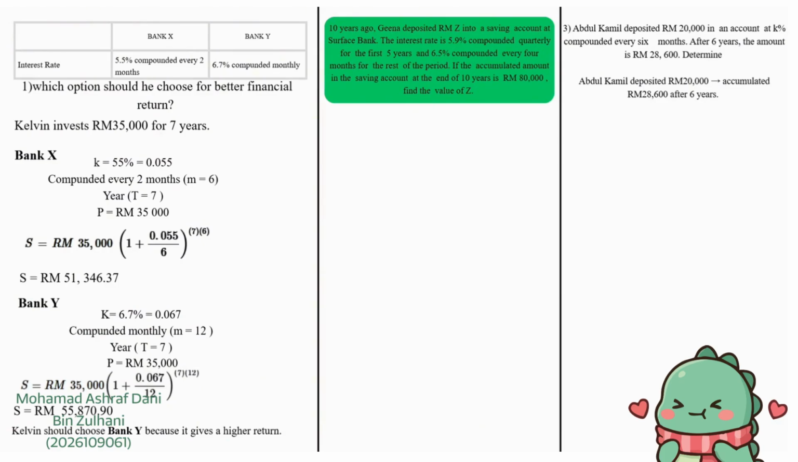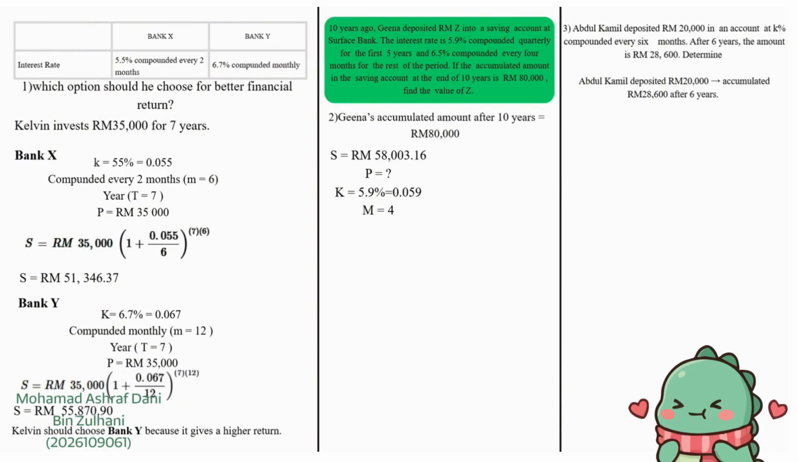Question 2. Gina accumulated 80,000 after 10 years, but the interest rate changed halfway through. To find her initial deposit, we have to work backward. First, we'll look at the last 5 years, where the rate was 6.5%, compounded 3 times a year. Working backward from 80,000, we find that her account held 58,316 at the 5-year mark.